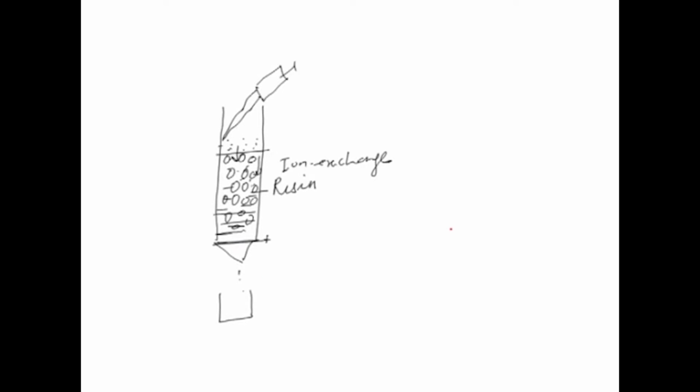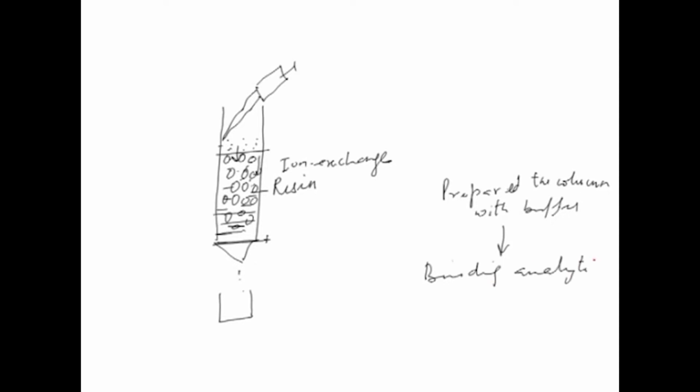So, first you have prepared the column by equilibrating it with the right buffer. Then second, you are binding your analyte, which is oppositely charged, and then you will elute. After binding, elution has to be done, by certain ionic species which can replace your analyte, as you increase the concentration, depending on the affinities.